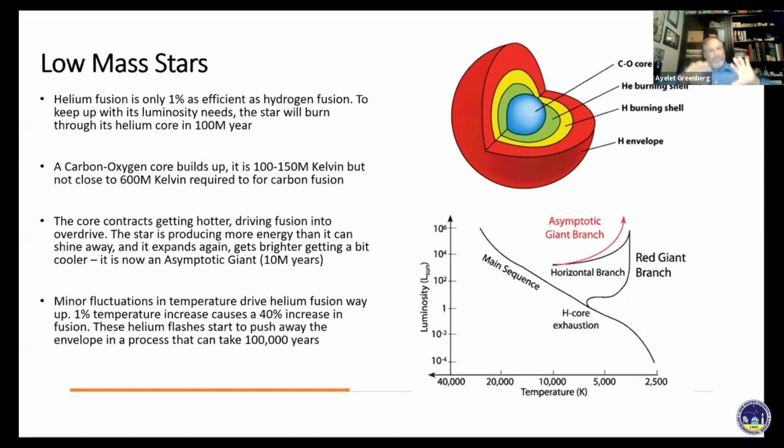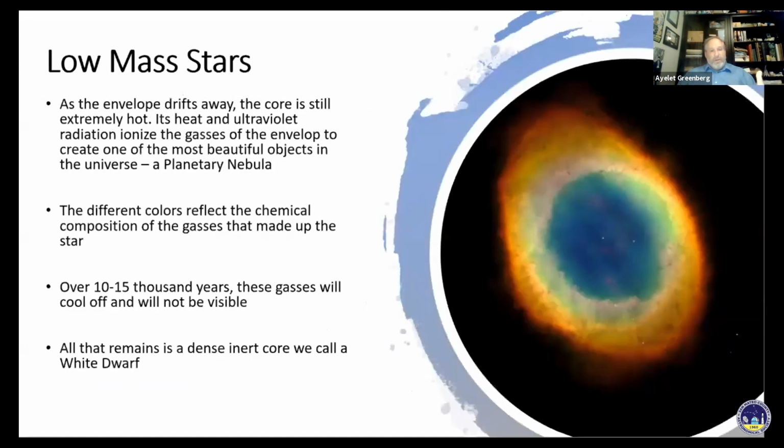And it's a process that can take as long as about 100,000 years, pushing that envelope away to a point where the gases that make up the majority of the star that were together with the core from its creation, from its formation, are finally completely separated. And that creates an object that we call a planetary nebula. And this is what we see in this image.